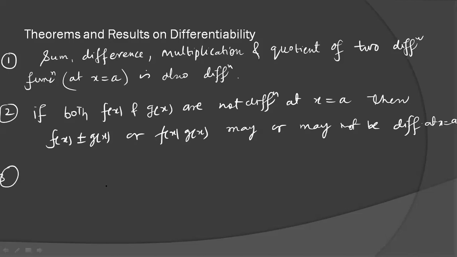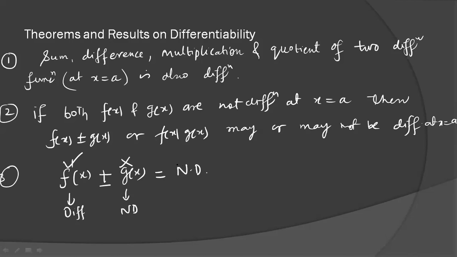Third is, suppose f is differentiable and g is not differentiable. One is differentiable and the other is non-differentiable, then the output will be non-differentiable, like continuity. If the first is continuous and the second is not continuous, then the output will not be continuous. Similarly, in differentiability, if one is differentiable and another is non-differentiable, then the addition or subtraction will not be differentiable. But if both are not differentiable, then we cannot make any comment.